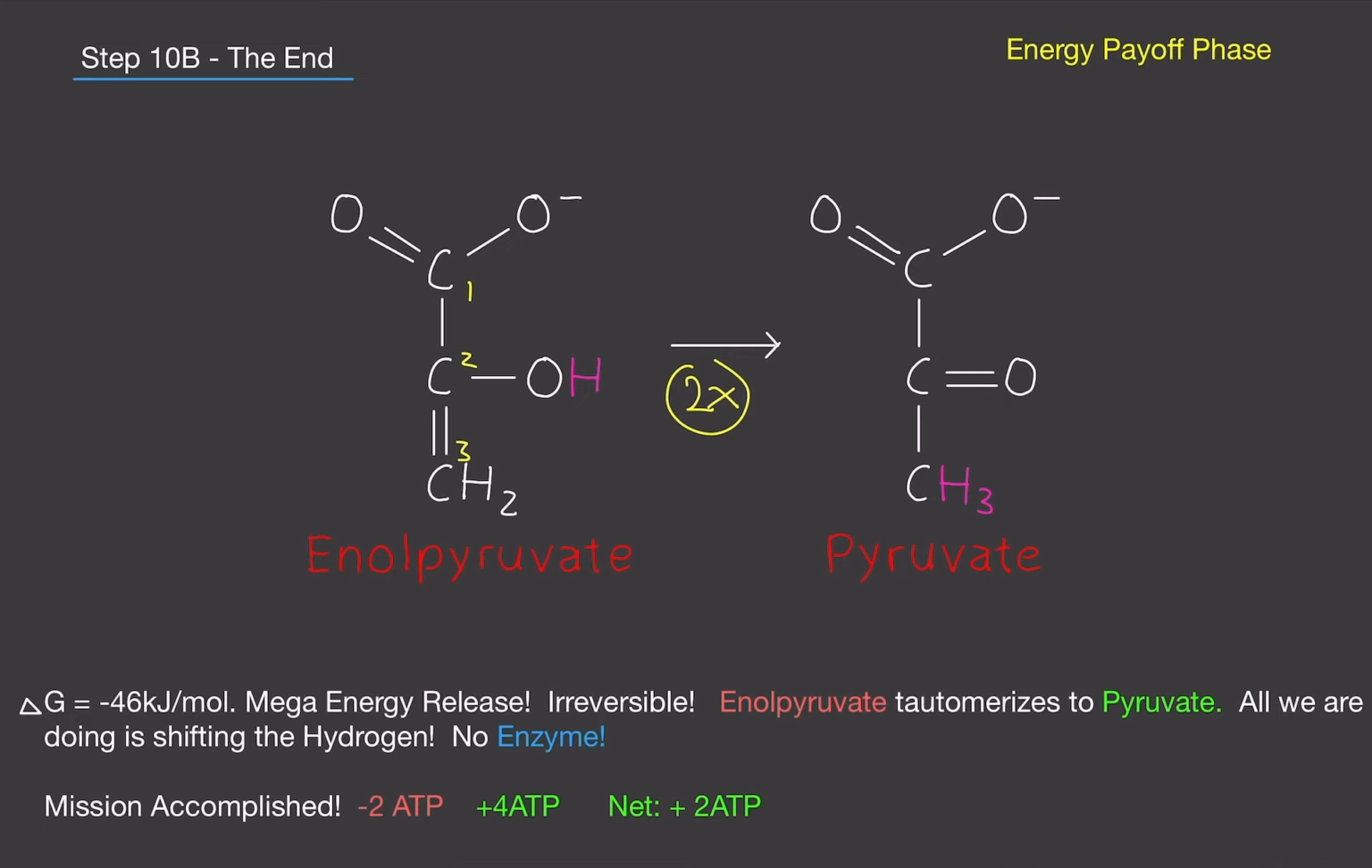So now the mission has been accomplished. In this entire reaction, we use 2 ATP to make 4 ATP, which results in a net of 2 ATP. And remember, this pyruvate, we're making 2 pyruvate molecules because it's times 2, because of the aldehyde we created earlier in the steps.